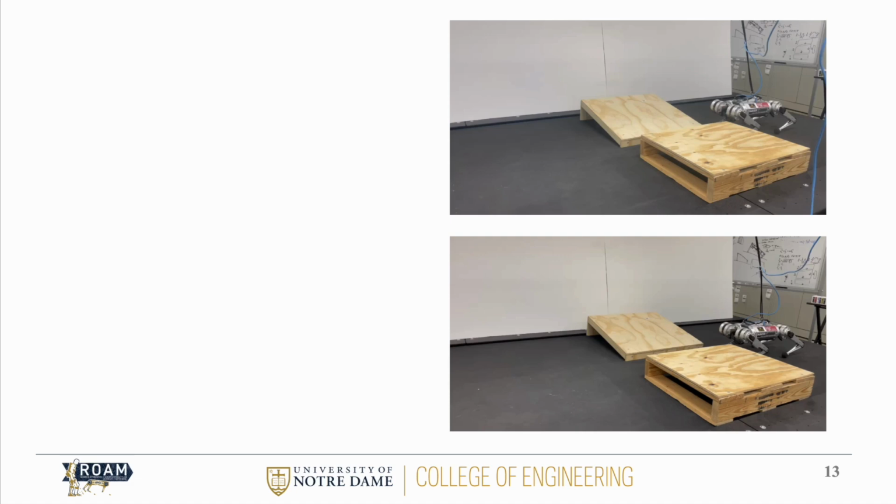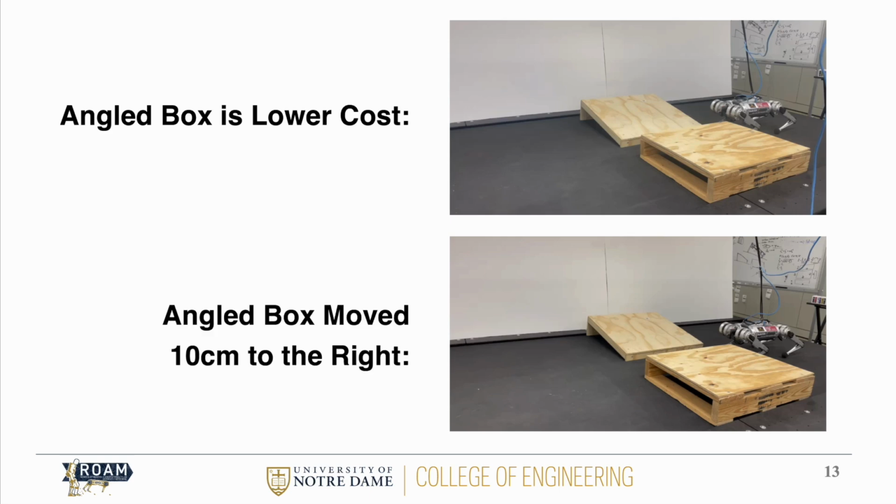In the top experiment, the MIP chooses a path on the angled platform because it is lower to the ground and requires less control effort. However, after we moved the angled platform outward about 10 centimeters, the MIP chose to jump on the taller box instead.